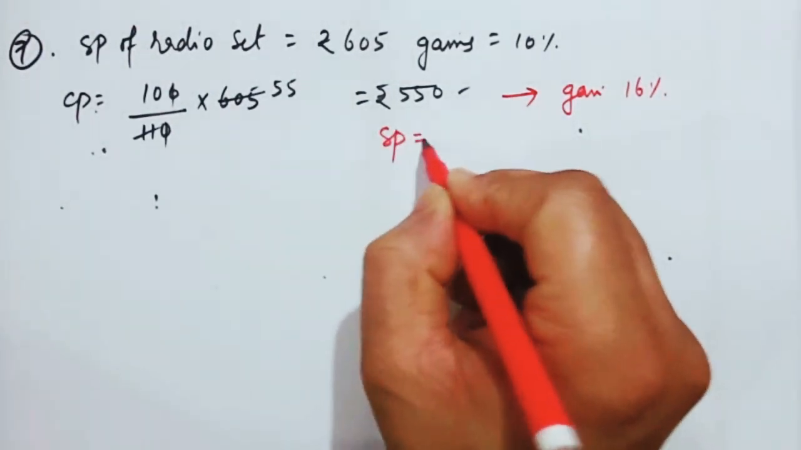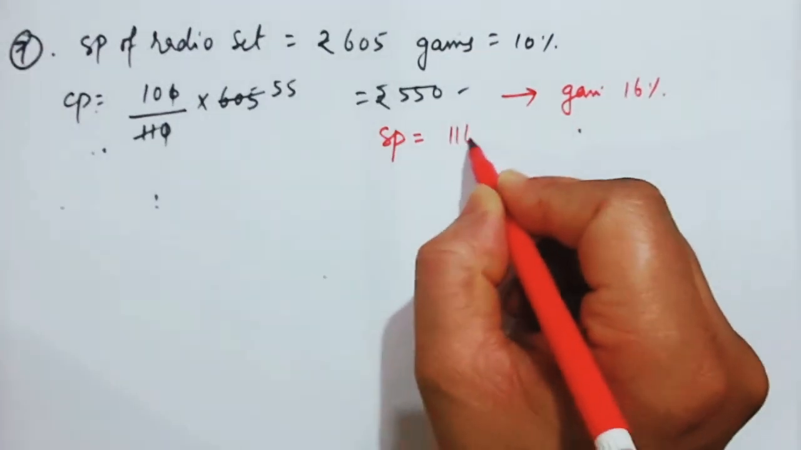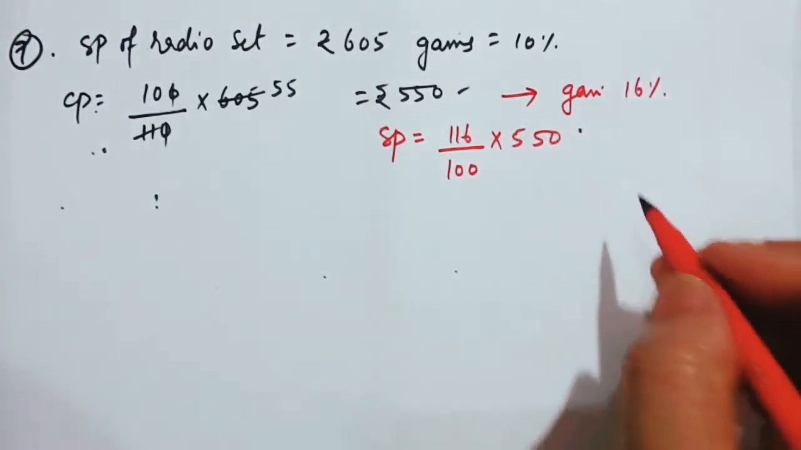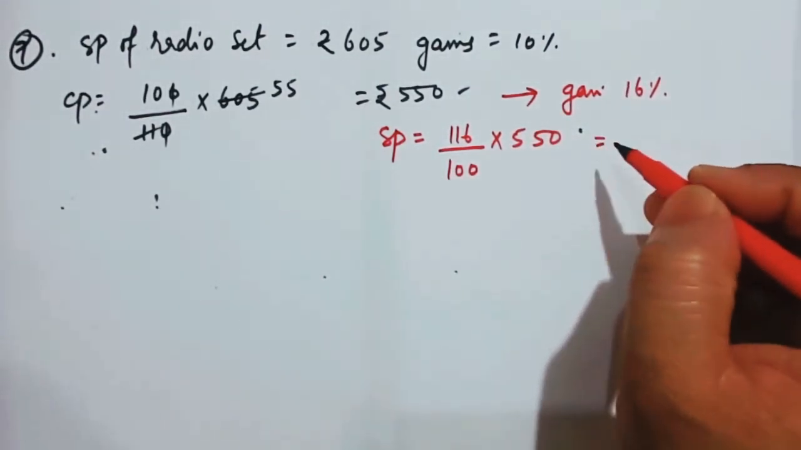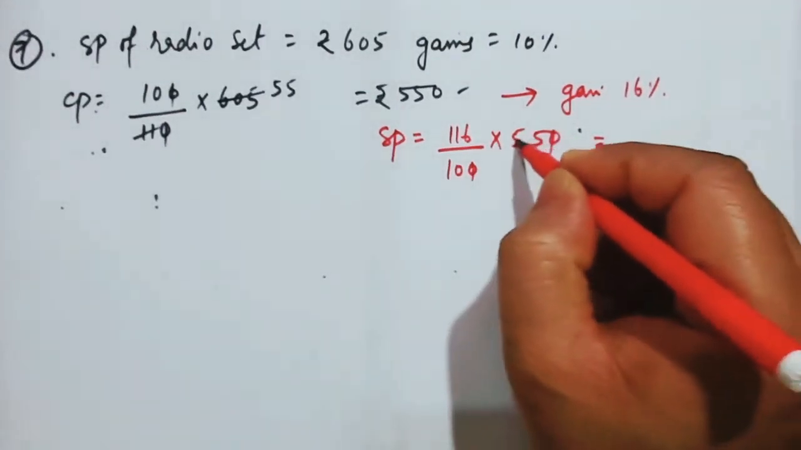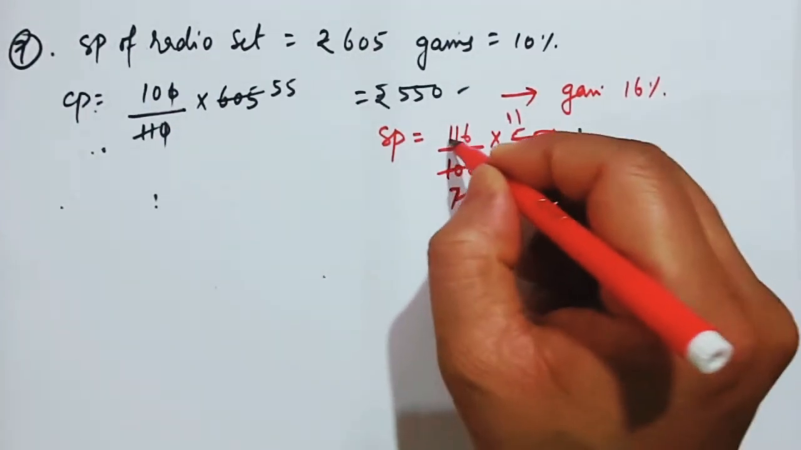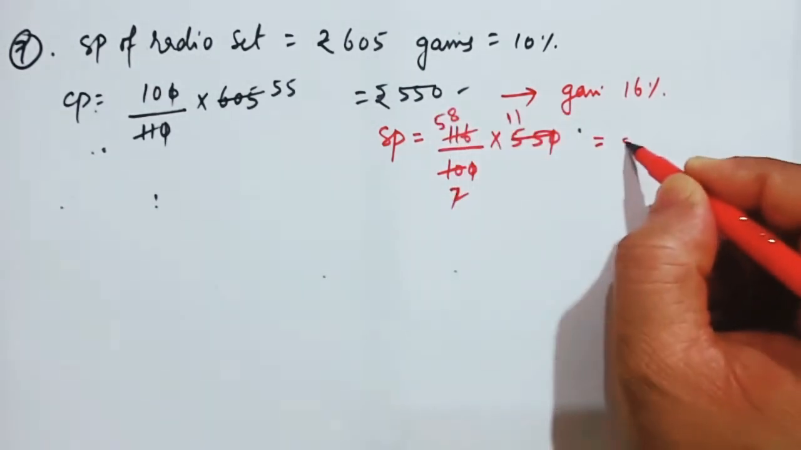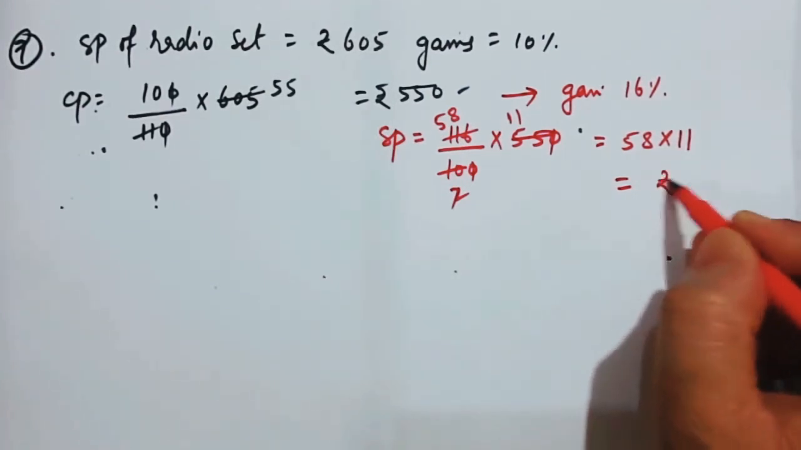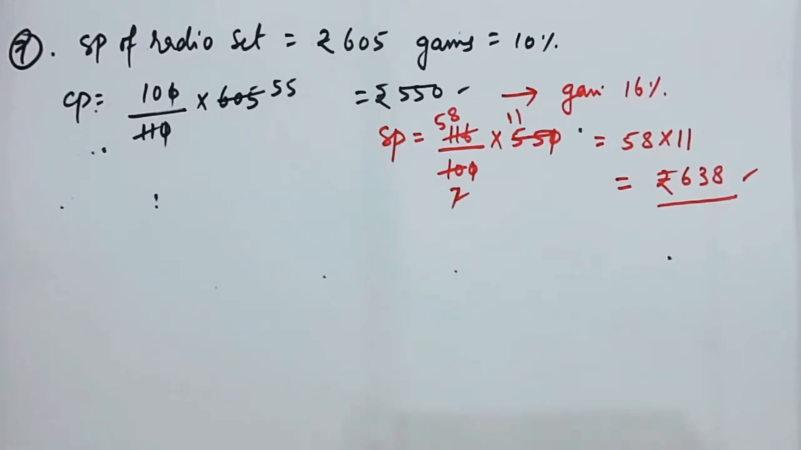So selling price, we know the formula of selling price, 100 plus gain percent, that is 116 by 100 into 550, that is the cost price. And here we go. Let me see. 5, 11 times, 2 times, and 2 how many times? 58 times. 58 into 58 times 11 will give you how much? Rupees 638 as your final selling price of the radio.